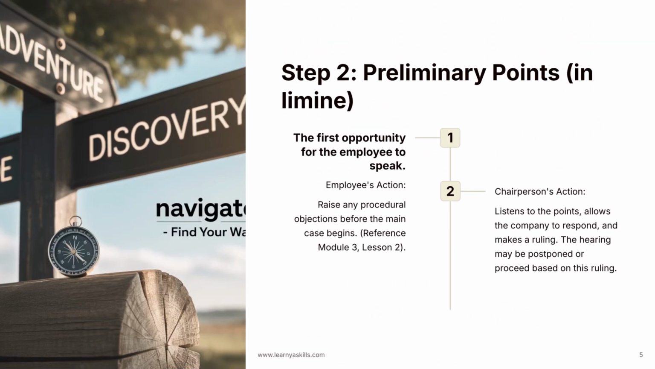Immediately after the opening, we arrive at our first junction, Step 2, Preliminary Points. This is your first opportunity to speak and to use the skills from our Gatekeeper's Challenge lesson. If you believe there is a procedural flaw, like the charges being vague or the chairperson being biased, this is the moment to raise it. The chairperson will hear your point, allow the company to respond, and then make a ruling. This junction can determine whether the journey continues, gets postponed, or takes a different route.